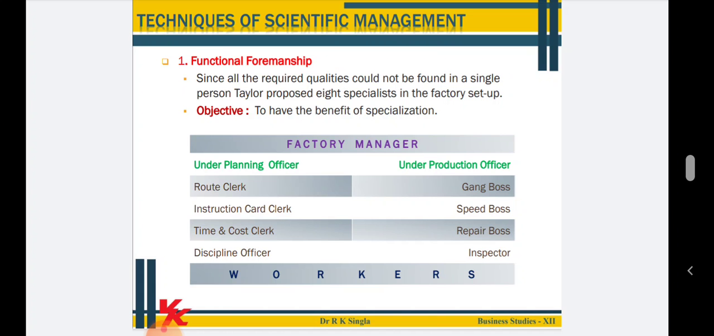So planning will not interfere in the production and production will not interfere in the planning. So the worker should be guided by the 8 bosses, that is route clerk, instruction card clerk, time and cost clerk, discipline officer, and gang boss, speed boss, repair boss, and inspector.